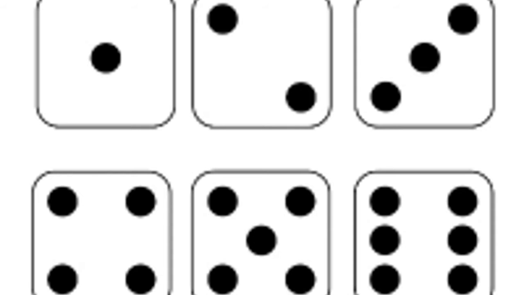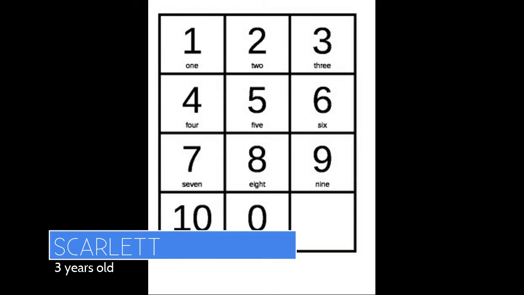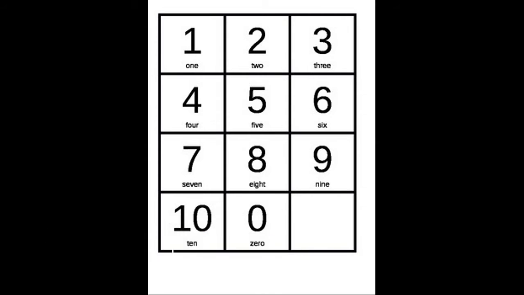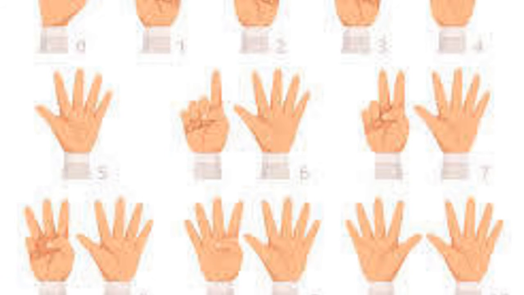Right now, we're going to take a look at Scarlett. Scarlett is a 3-year-old. Scarlett has 2 sets of playing cards in front of her. One set has the numbers from 0 to 10. The second set of cards are symbols that represent hands.